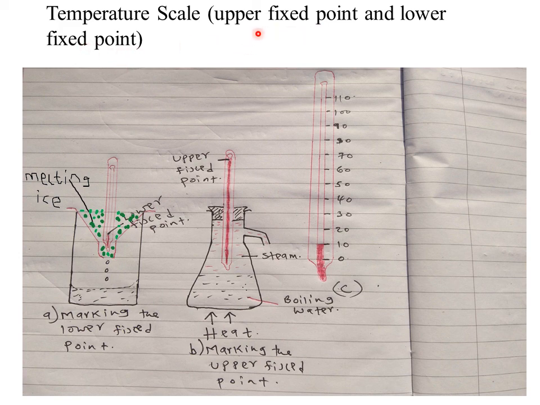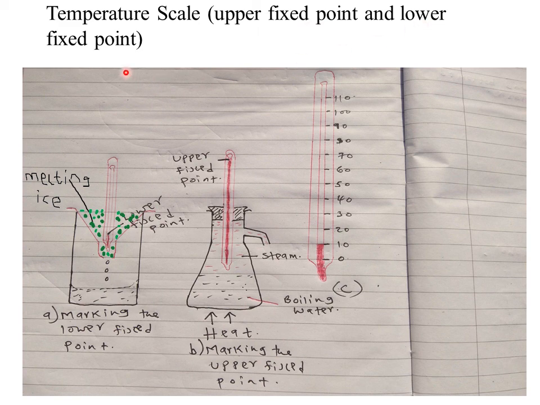We have what we call the upper fixed point and the lower fixed point. First of all, we need to differentiate them in terms of definition. Now, what is the upper fixed point? The upper fixed point is the temperature of steam above water boiling at normal atmospheric pressure, that is, of 760 millimeters of mercury.